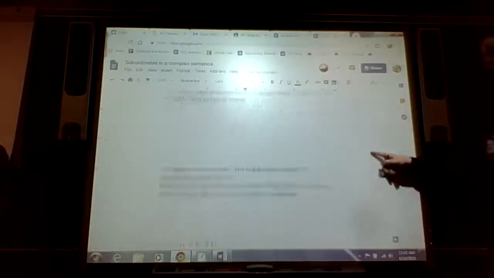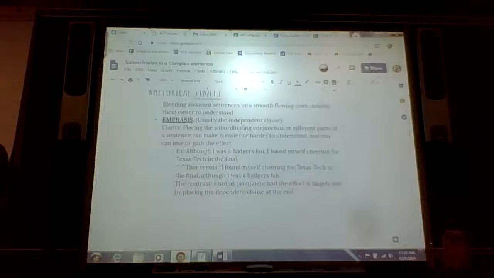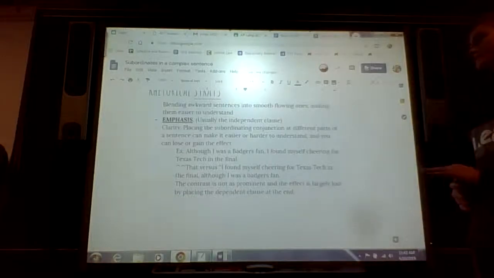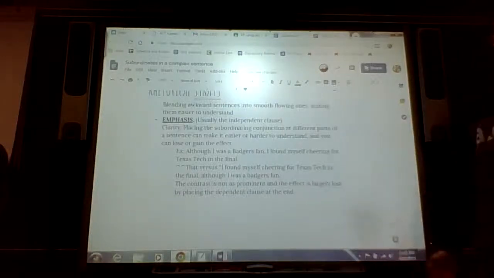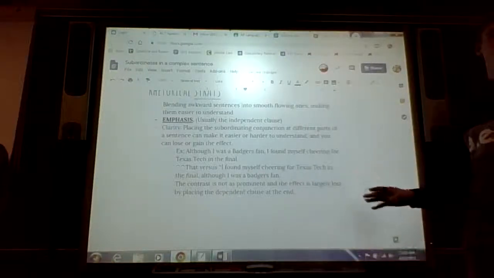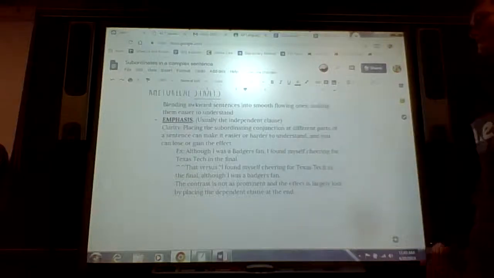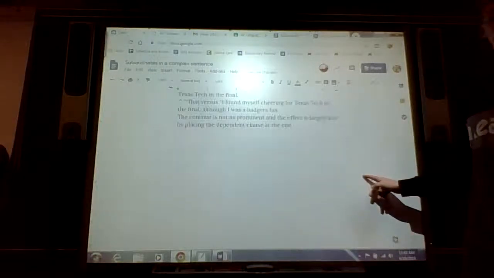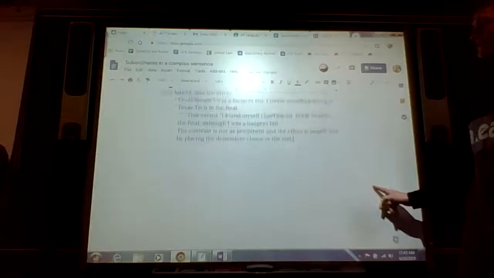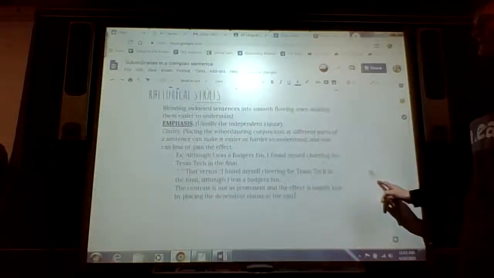All right, and then we got our rhetorical strategies here. You can blend some awkward sentences into sort of smooth flowing ones and make them easier to understand. So if you have two independent clauses and they just go together, but they're kind of awkward when you read them separately, just pop a subordinate conjunction in there. Or if I have a bunch of short, simple sentences in a row, it makes the writing sound robotic. I could do what? You could make it subordination.